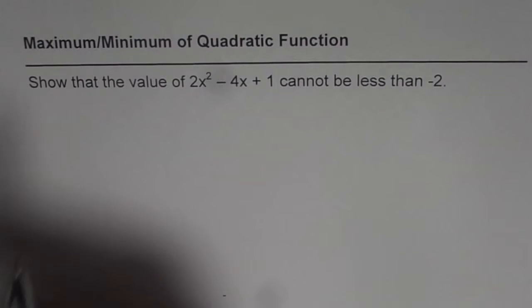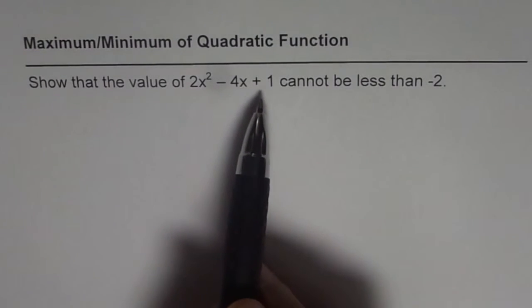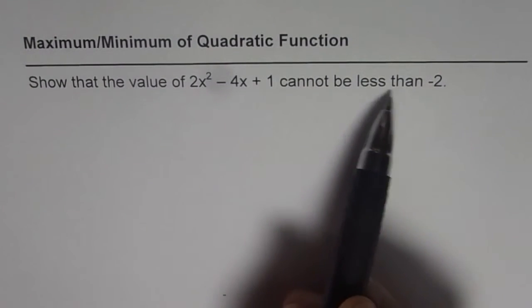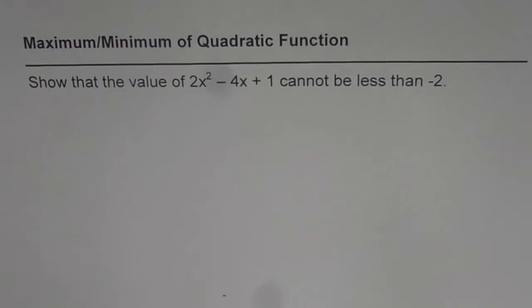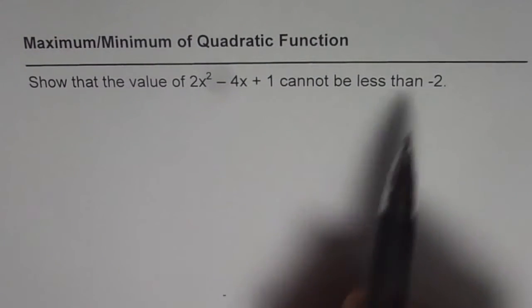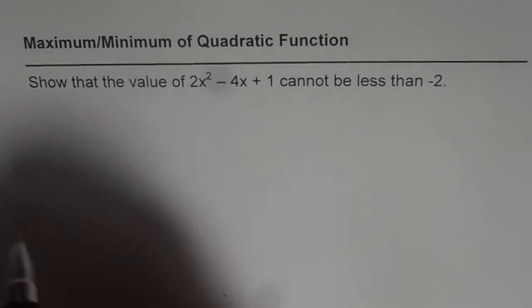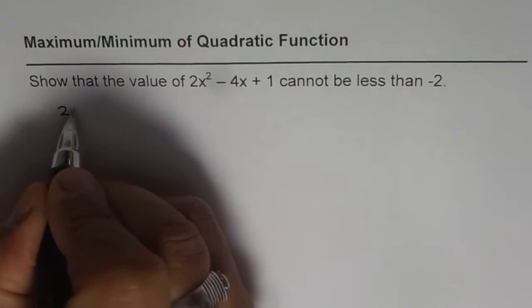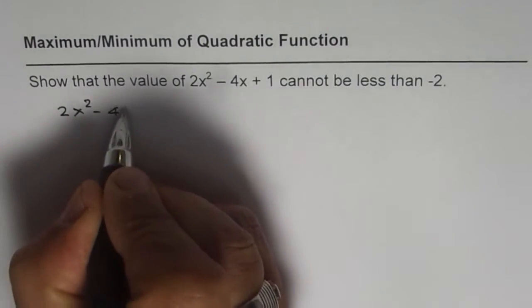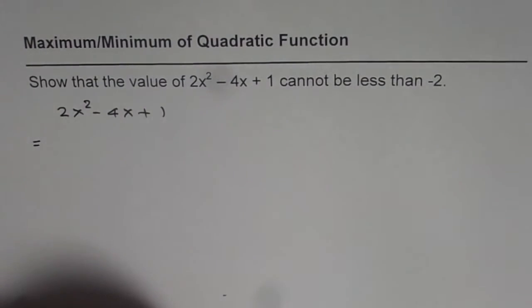The question here is, show that the value of 2x squared minus 4x plus 1 cannot be less than minus 2. So that is another way of saying find the vertex and see whether this equation is satisfied or not, right? So we have this function which is 2x squared minus 4x plus 1. Let us do completing the squares and find the vertex.